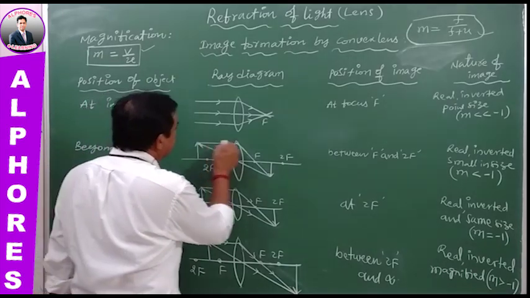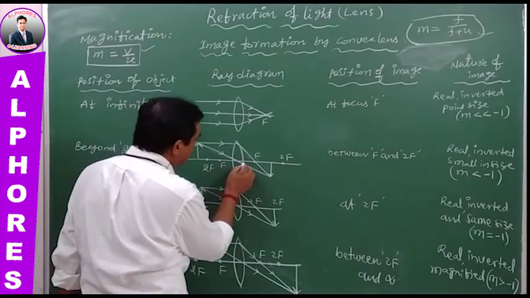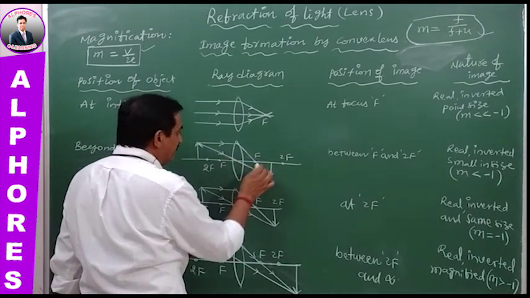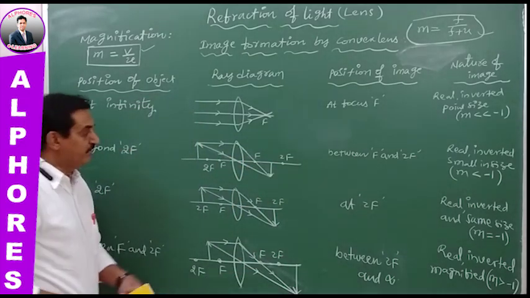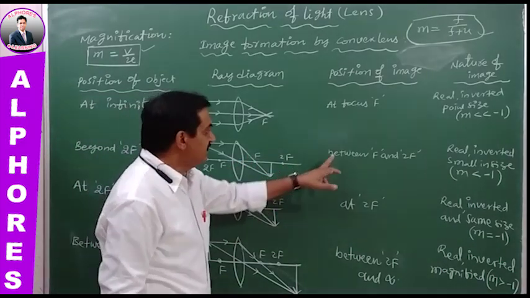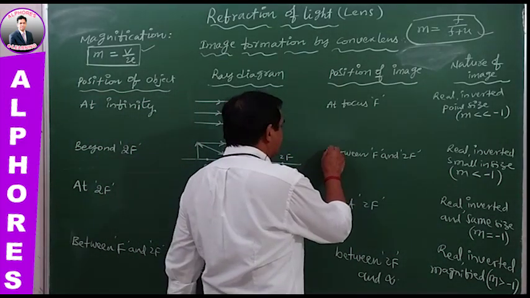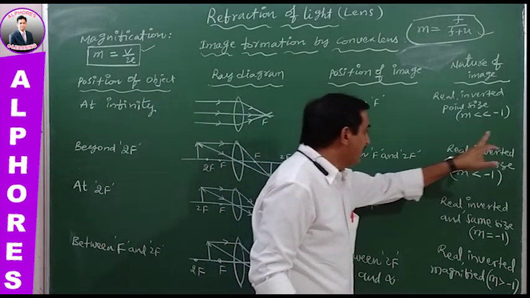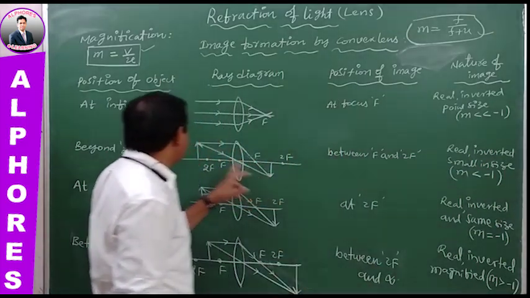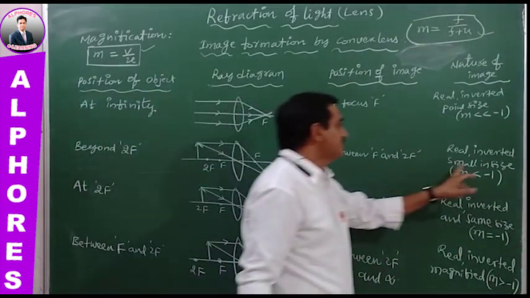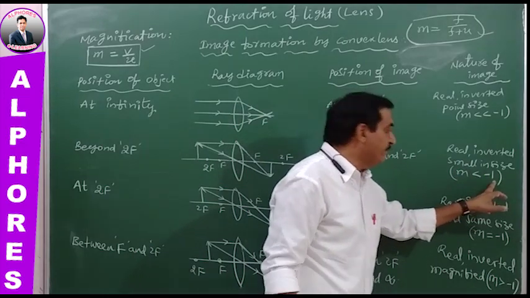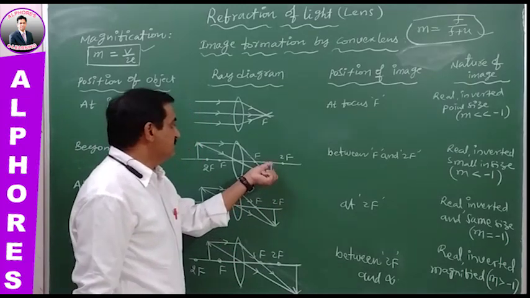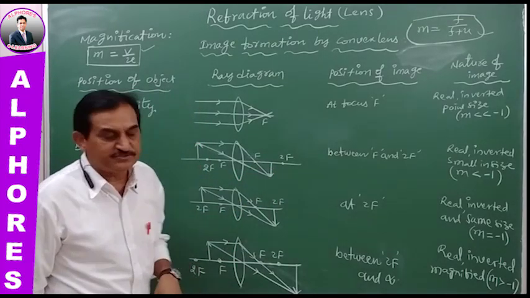So here, a ray parallel to the principal axis and another passing through the center come to focus and give the image between F and 2F. This is the position of the image. Here it is real, inverted, and small in size compared to the object, therefore M is less than minus 1. Why is it a negative sign? Again, it is inverted compared to the object.